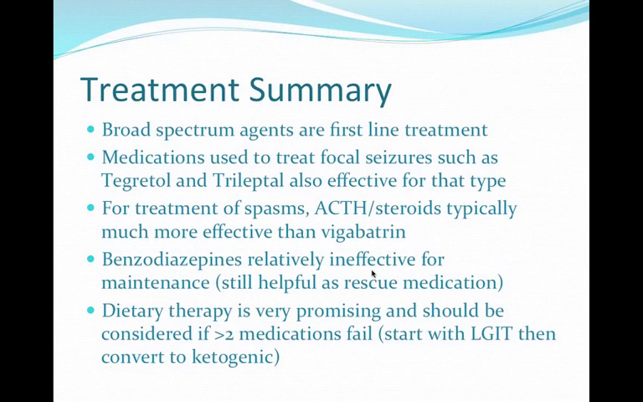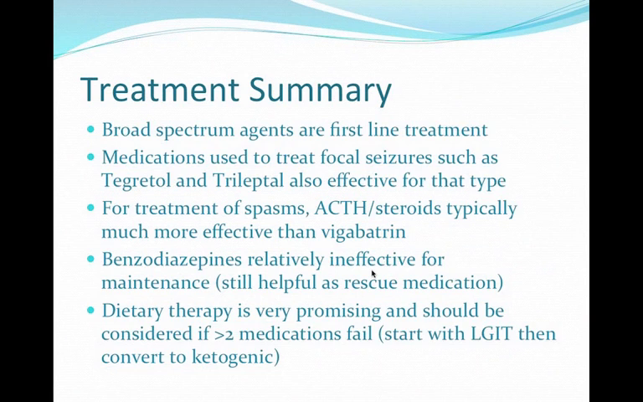For Tegretol and Trileptal, medicines that notoriously make generalized seizures worse, these can be effective in kids with 15q, so that kind of tells us that it's a multifocal epilepsy. It's just that if you're seeing that secondary generalization, they're not going to work as well as the broad spectrums, but they typically don't make kids worse the way they would with an Angelman syndrome or something like that.